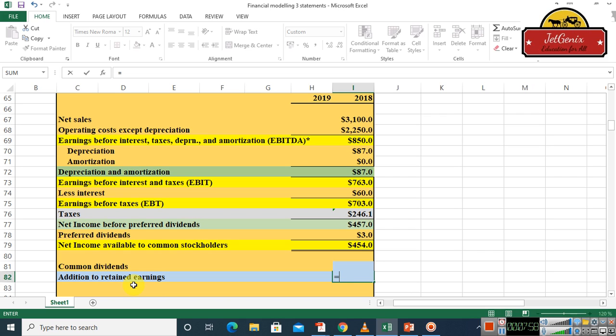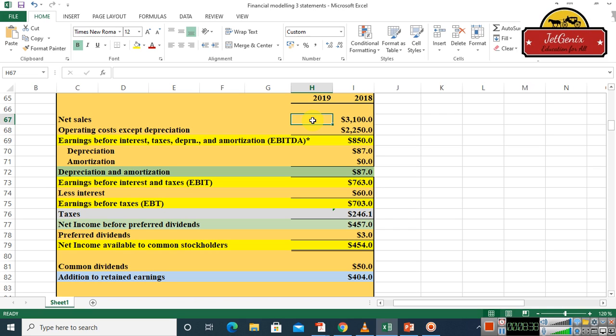So we are going to subtract the common dividend from the net income by selecting the net income available to common stockholder minus this common dividend, okay? So we have 404 of retained earning this year. That was the data for 2018, and now let me input the data for 2019 as well. I think we have learned how we are going to calculate these different values and how we can construct the income statement.